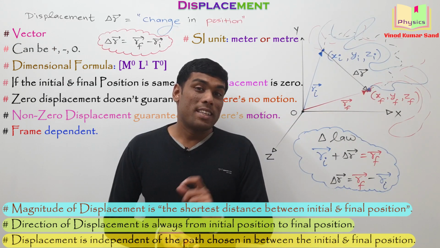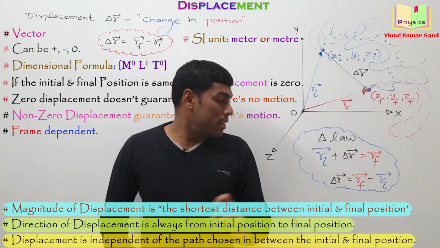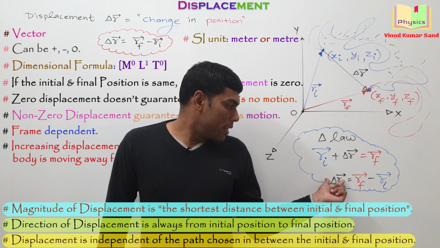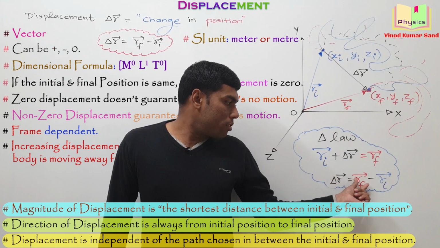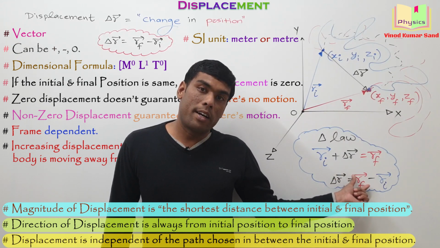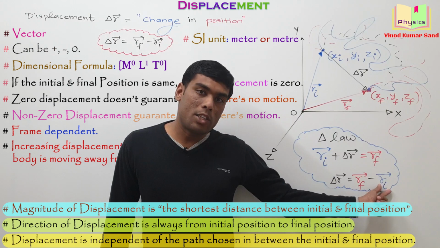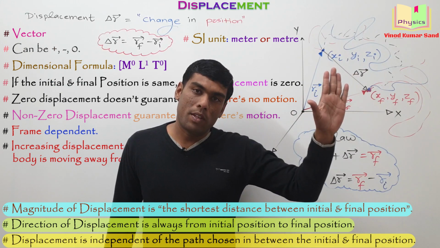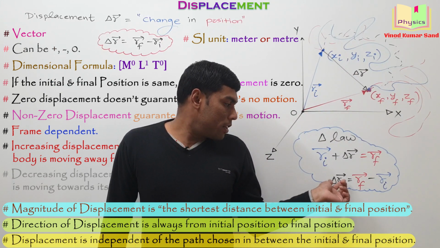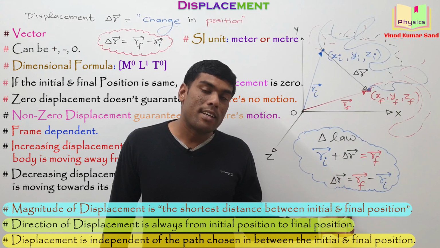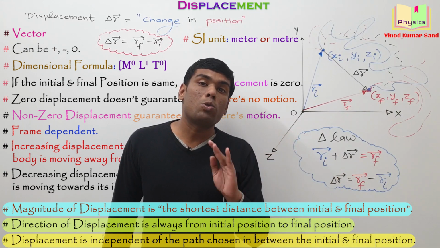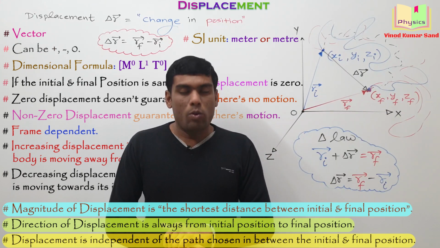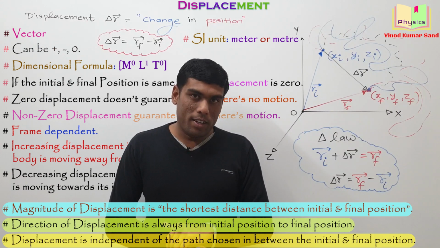Next important point, if the displacement is increasing, it means you are moving away from your initial position. Increasing displacement means our final vector has a greater value as compared to our initial vector. Our final vector has a greater value. It means what? You are moving away. And another important thing, if the displacement is decreasing, it means what? You are coming closer to your initial position. Done? Note down all these important things and then we'll go further.